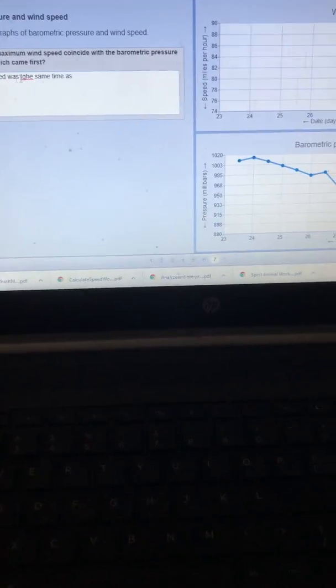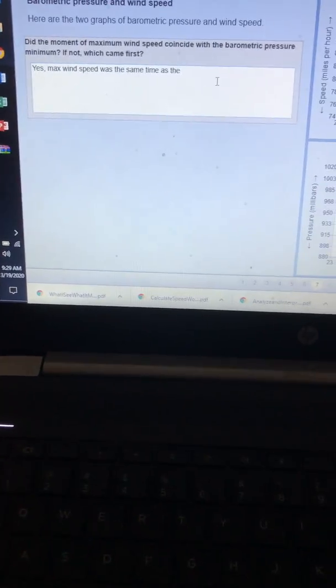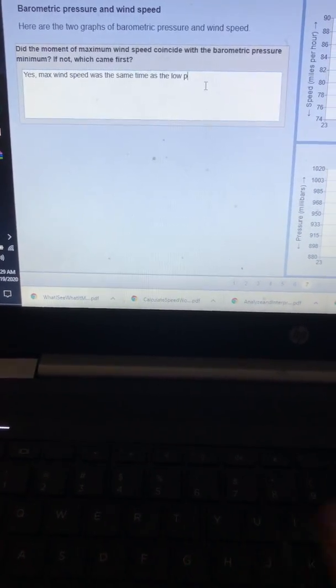Max. What the heck? Max wind speed was the same time as, wow. This is what I get for typing with one hand and looking down. As the lowest pressure.